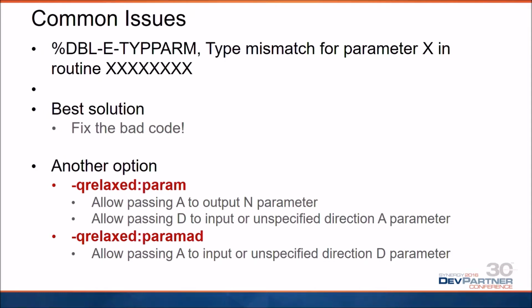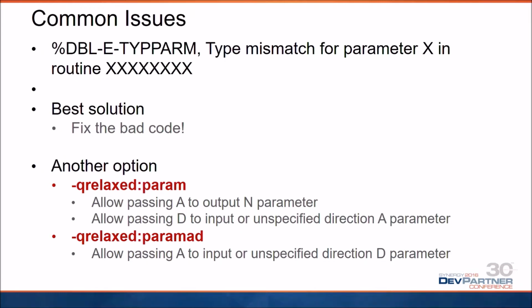But you can turn on one of the options. QRelax param has been there quite a long time. It relaxes those things it says there. It lets you pass an alpha to an n parameter, or a decimal to an input or unspecified direction alpha parameter. That's been there since version 9, I think. And QRelax param AD lets you pass alpha to decimal, which was recently added because it's a common thing we needed to do, to save you having a lot of work.